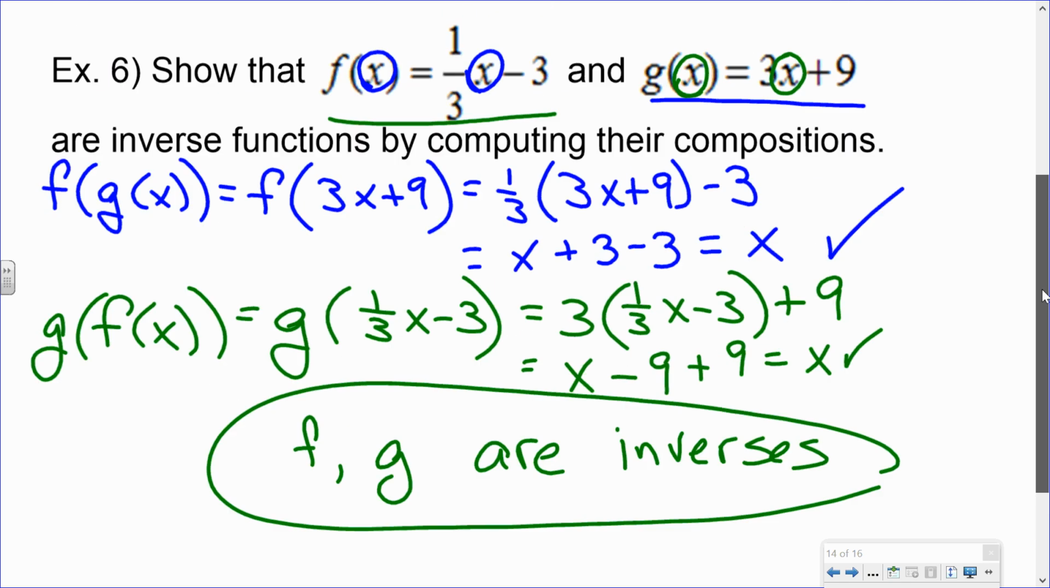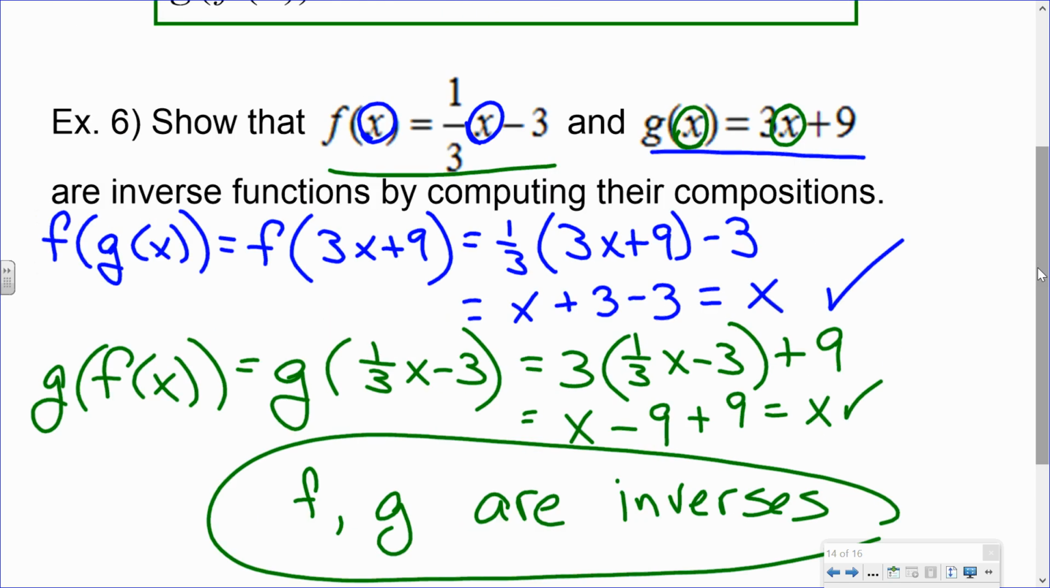They must both equal x. It does not work if they both equal 5x. It does not work if one equals x and the other one equals x squared. x for both. It's not that they equal each other. They have to both equal x. So any questions with any of that?